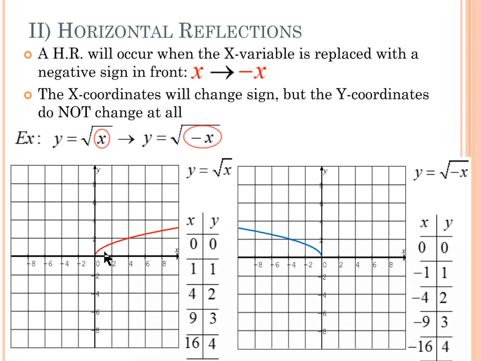If I look at this function here in red and this function here in blue, it looks like the red function has been reflected horizontally. It moved from the right hand side and is now reflected towards the left hand side. That is an example of a horizontal reflection. So once again, for a horizontal reflection, your x variables will change from x to negative x, and that would mean all your x values will now be negative, but your y values are still the same.